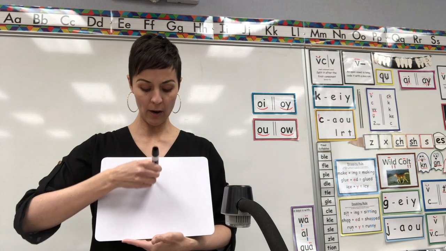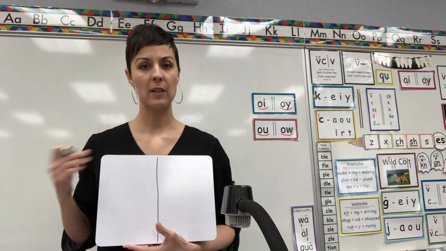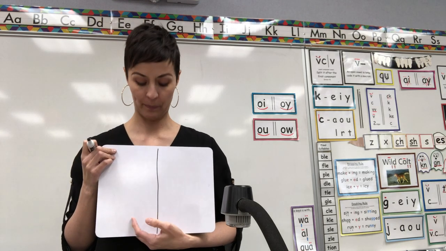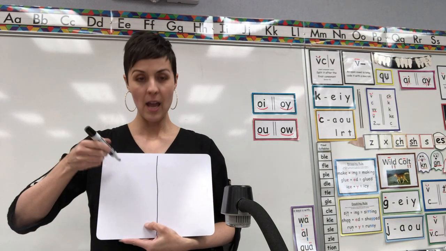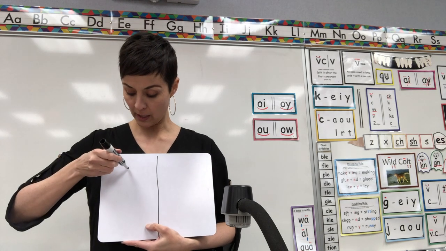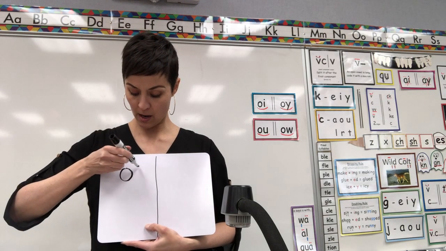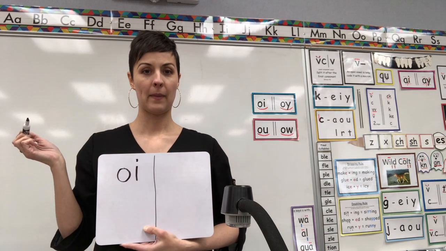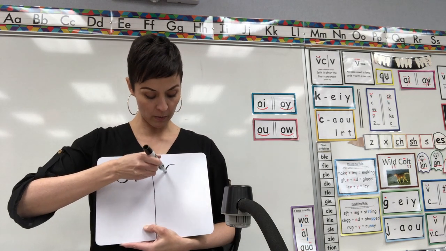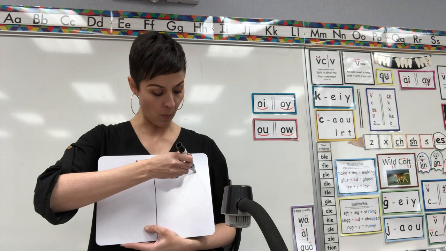So do me a favor, if you have a whiteboard or even just a piece of paper, will you split it in half? Split it into two sections. At the top of this side, will you write diphthong O-I? And at the top of this side, will you write diphthong O-Y?